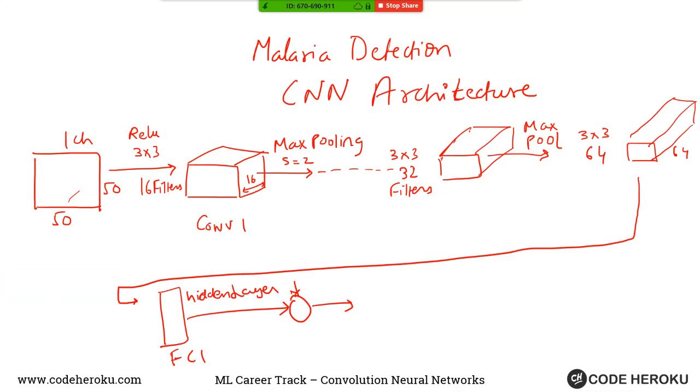Because we just have either malaria or not malaria, we just have either 0 or 1. 0 in our case is parasitized, and 1 is uninfected. Okay, so does everyone understand the network architecture that we are going to build next?